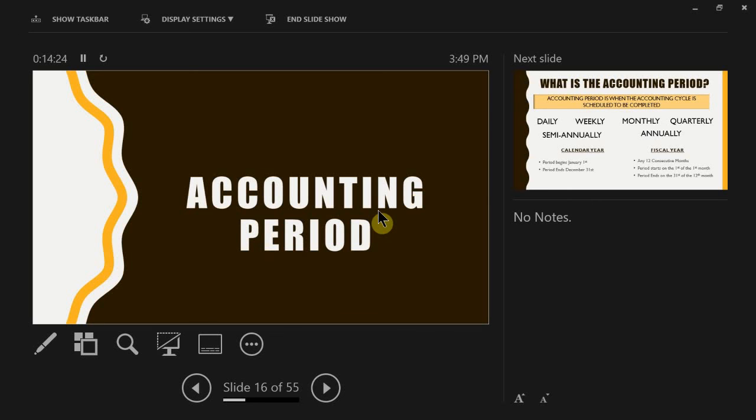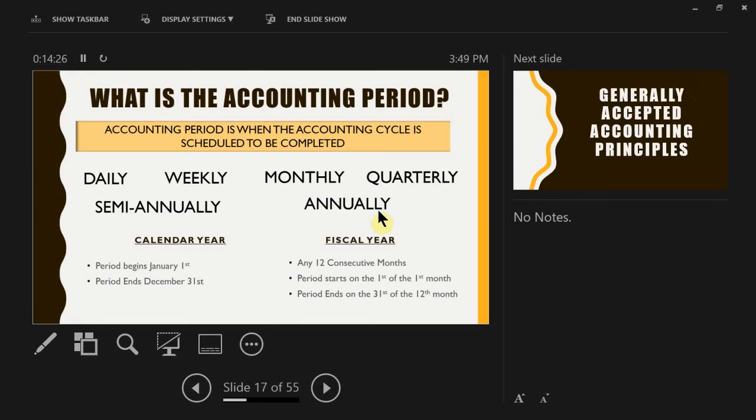All right, so accounting period, right? We talked about this. The accounting period could be almost anything. It could be on a daily basis, a weekly basis. It could be every half year, every month, every 3 months, however you see fit for your company. Now again, when do you schedule your accounting period? It is when you schedule to complete the accounting cycle.